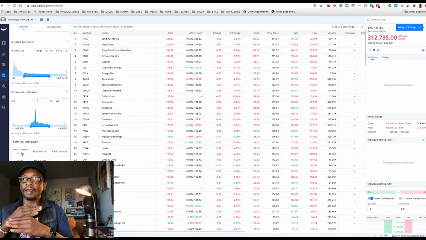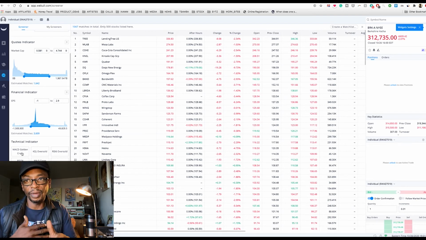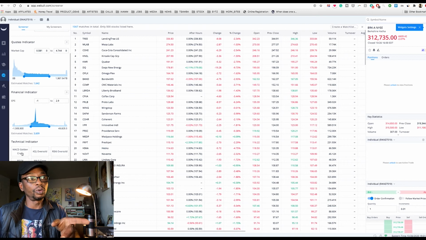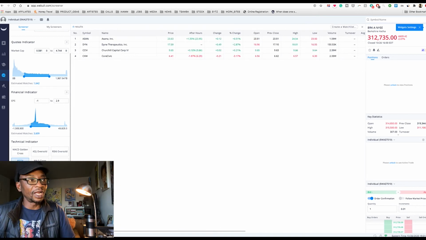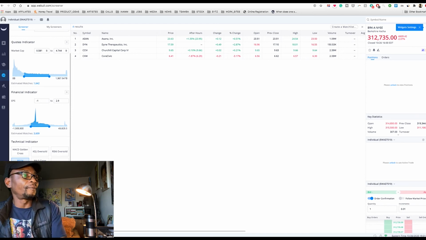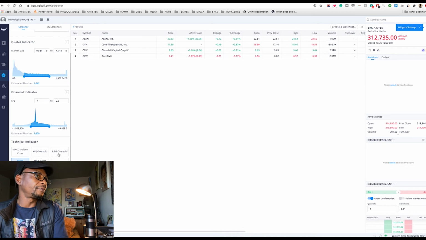When the MACD crosses, it means the stock is either going to make a bullish or a bearish move. So it's good to look into that. RSI stands for relative strength indicator, and MA is moving average. RSI 6 oversold. Very interesting.